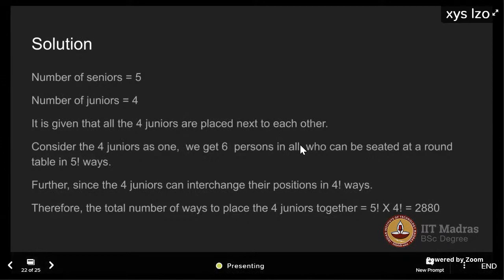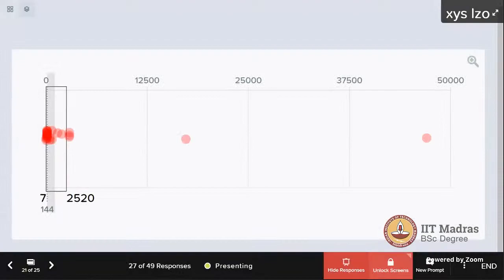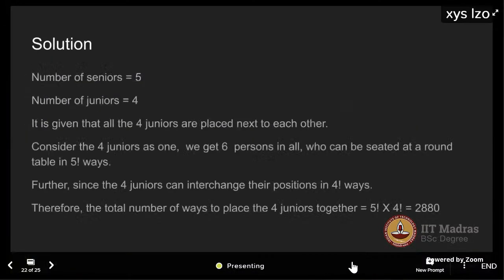So I have to place them at a round table, which can be done in 5 factorial ways, and the juniors can also be arranged among themselves in 4 factorial ways. So the answer will be 5 factorial times 4 factorial. We are multiplying just because it is occurring simultaneously, right, sir?